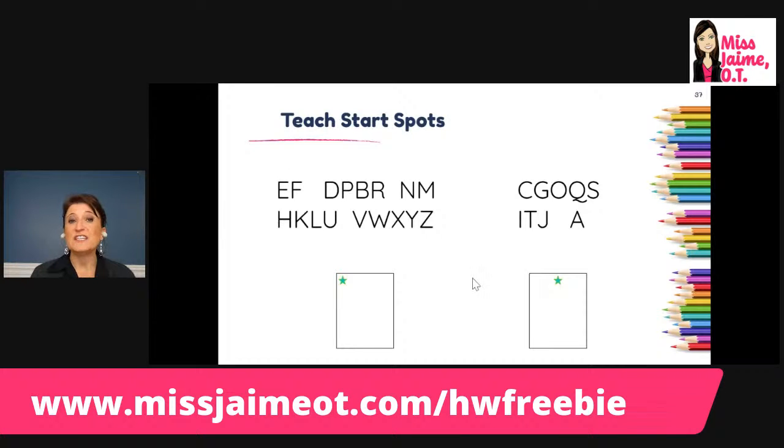You also want to make sure that you're teaching the start spots. So again, for E, F, D, P, B, R, and M, all these guys over here, they all start in the top left corner. All of them have pencil pickups except for L and U and V, W, X, Y, and Z. They have a continuous line. The other letters, C, G, O, Q, S, I, T, J, A, they all are called center starters or whatever your program calls them. You want to really emphasize where those letters start because that's going to impact how they finish their letter, or what we call sequence their letter.